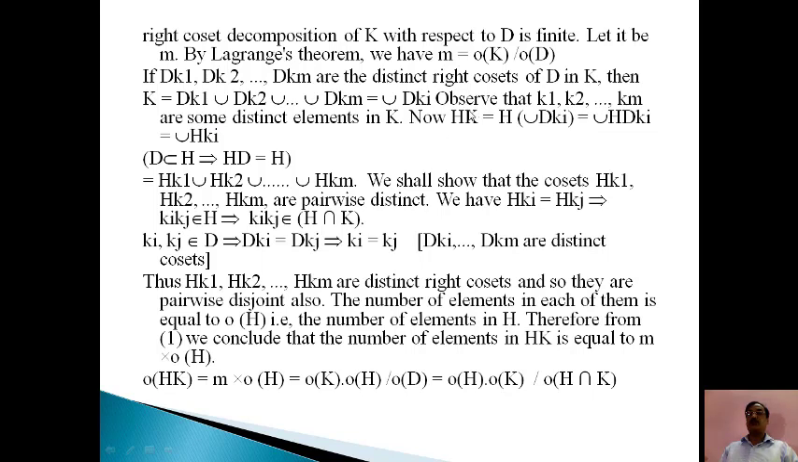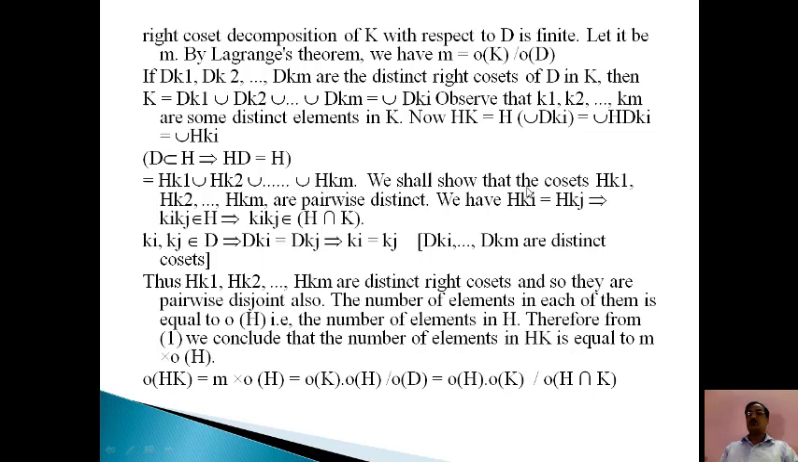Now HK, the product of these two subgroups, is given as H times the union of Dki. This gives the union of HDki, equal to the union of Hki, as we know that D is a subset of H. Therefore HD equals H. This implies we have Hk1 union Hk2 union and so on Hkm.